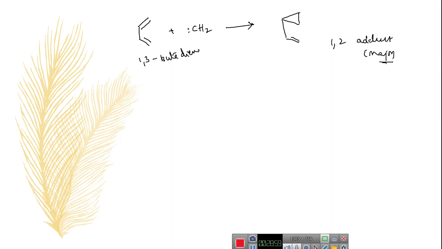So when you treat this carbene with 1,3-butadiene, you will always get cyclopropanation at the 1,2 position. That means you will get the 1,2-adduct majorly under this condition. So that is all about the reaction of allenes with the carbenes. Next, move on to the alkynes.